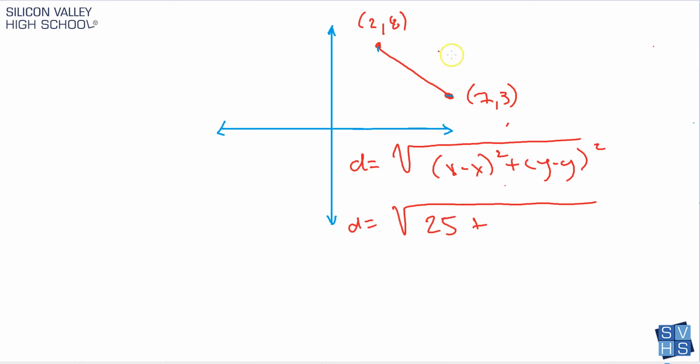Plus, difference in the y's, what's 8 minus 3? 8 minus 3 is 5 in here. 5 squared is 25. Again, just to be proof, you can go either way. 3 minus 8 is negative 5. Negative 5 squared is 25. So guess what? The distance here is root of, add those, 50.